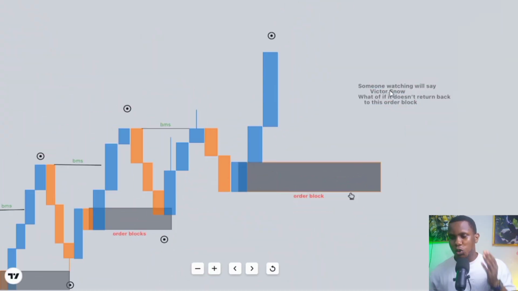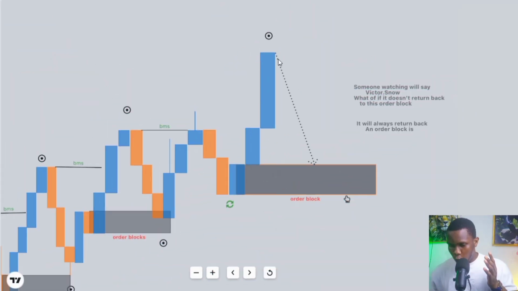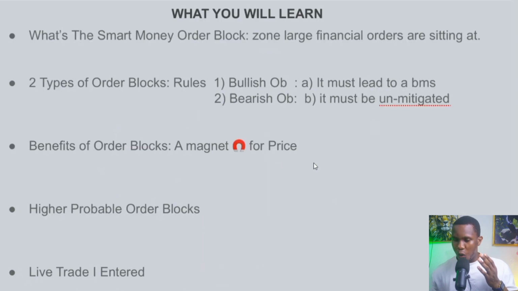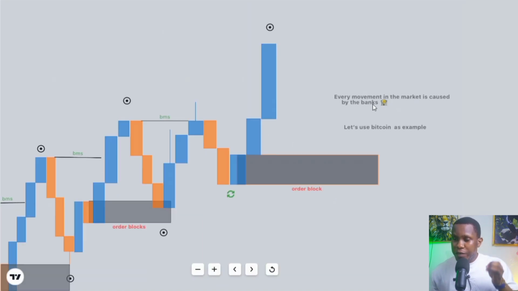Someone watching me will say, Victor Snow, what if price doesn't return back to this order block? Price will always come back to this order block, because order blocks are a magnet for price. How? Every movement in the market is caused by the banks, right?